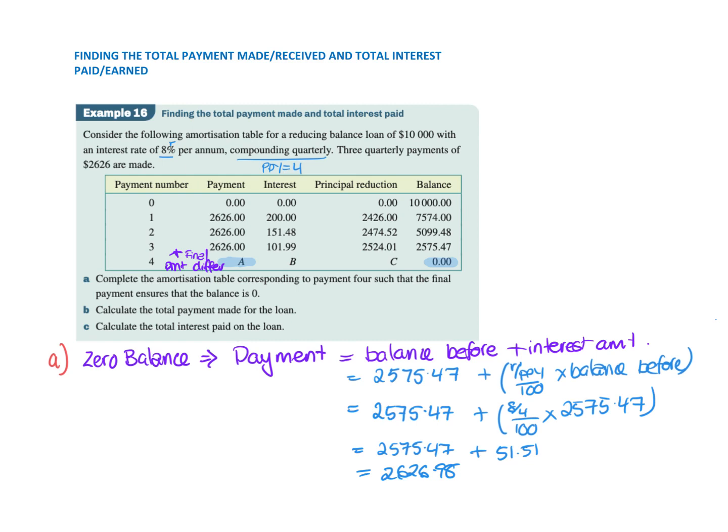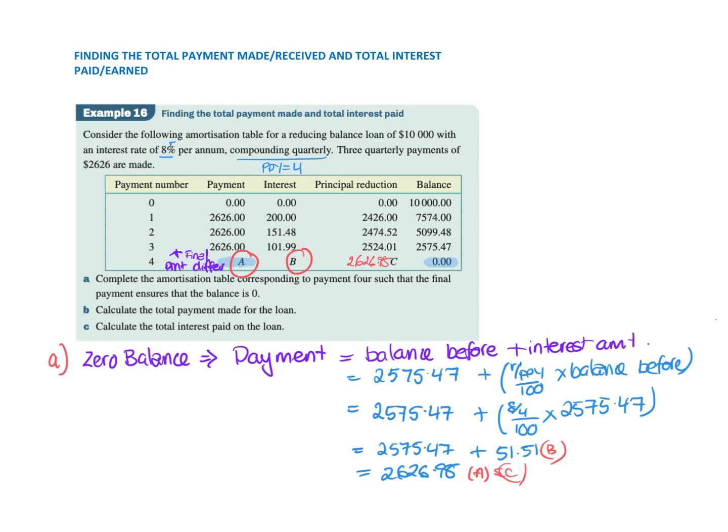So we needed to find a few of those values. So we could see here, this is A. There, we found A. We found B with the interest. There's B. And if we want to know what the principal reduction is, the principal reduction is the same as your payment, because it's going to reduce the loan. So this ends up being 2626.98 as well. So this is A and C.